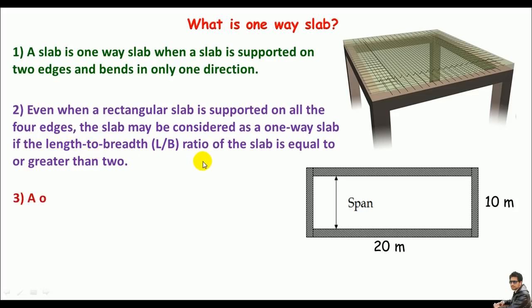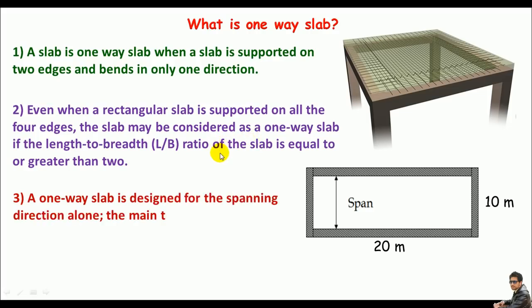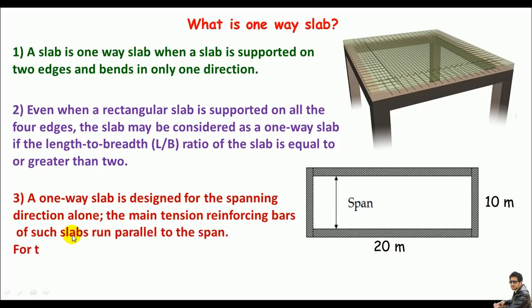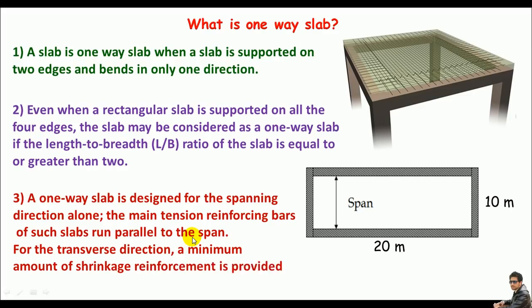Also remember, in design, a one-way slab is designed for the spanning direction alone. The main tension reinforcement bars of such a slab run parallel to the span. This is a nice technical term, okay? And a minimum amount of shrinkage reinforcement is provided. The shrinkage reinforcement is also known as temperature bars or distribution bars, no problem.